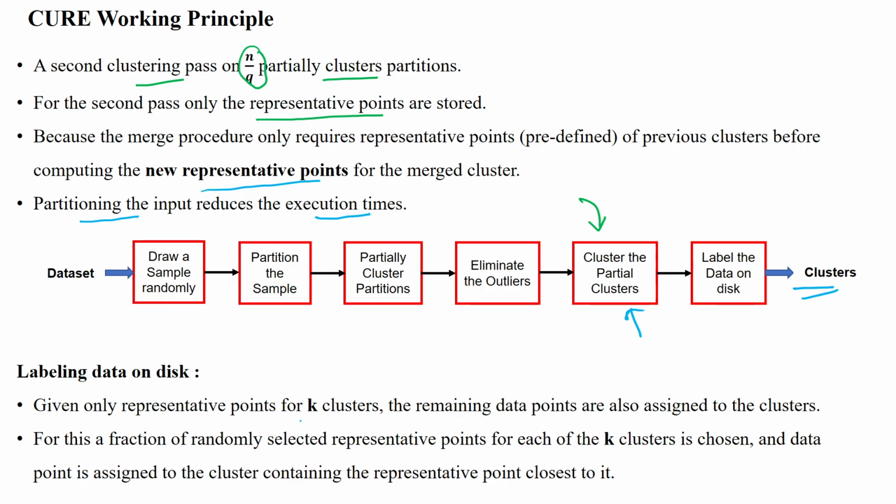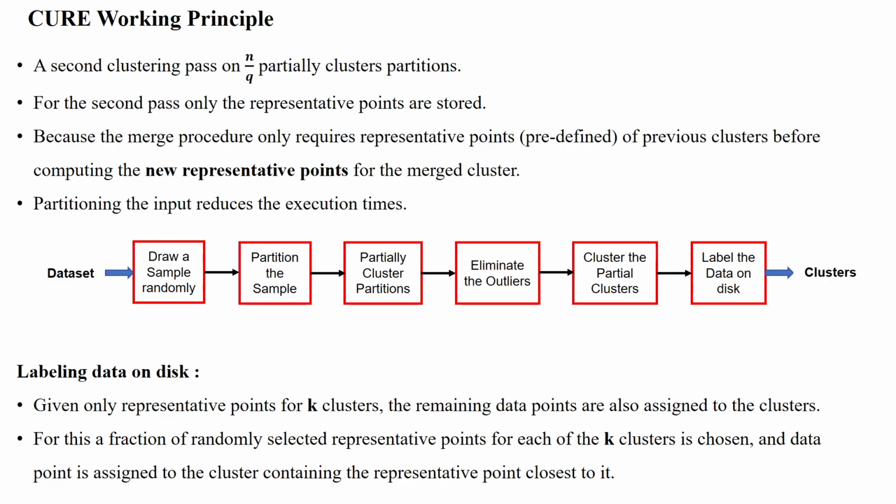So what is the criterion for clustering? We can define k clusters by selecting the representative points, and the remaining data points can be assigned to the respective clusters. For this, with a fraction of randomly selected representative points for each of the k clusters, we assign the remaining data points to these k clusters. This is the way to use the CURE clustering approach for clustering the data set with a hierarchical clustering approach.